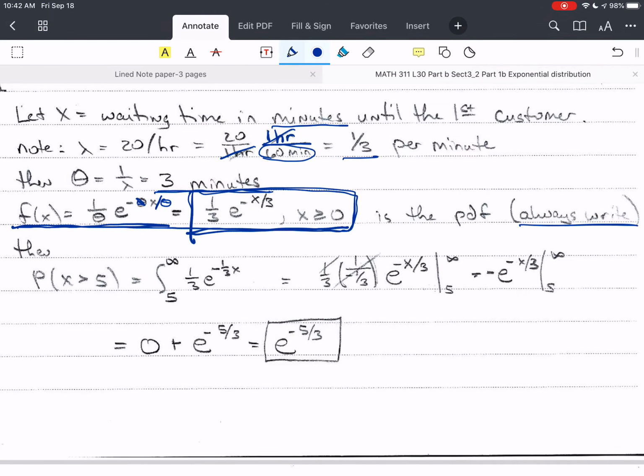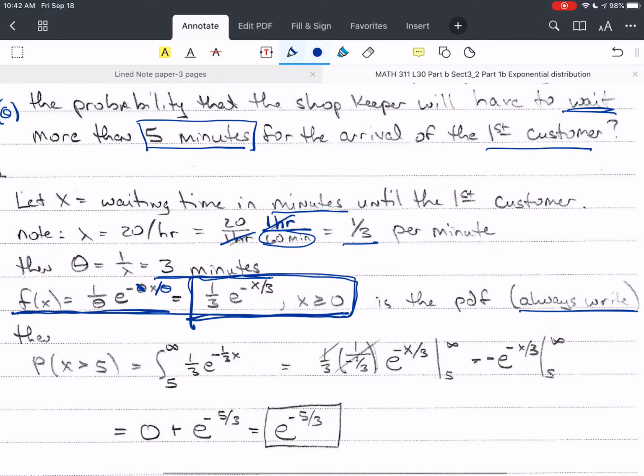Then it says more than 5 minutes. That's what we want. We want more than 5 minutes. That's greater than 5 minutes. So we can write the probability that x is greater than 5 minutes, and that is an integral from 5 to infinity of, here's our PDF, and I forgot dx. So make sure you remember your dx there.